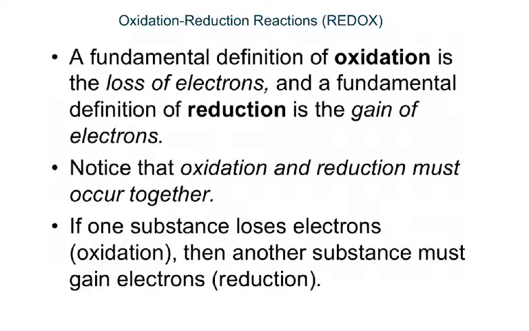In order for this to happen, there's going to be a transfer of electrons from one substance to another. In other words, oxidation and reduction must always occur together. Somebody has to give or lose electrons while the other one has to receive or gain electrons.